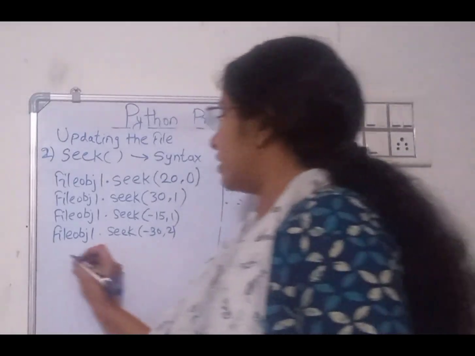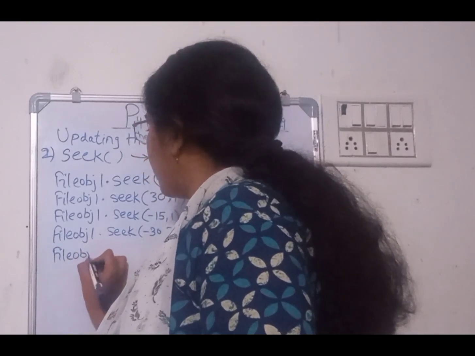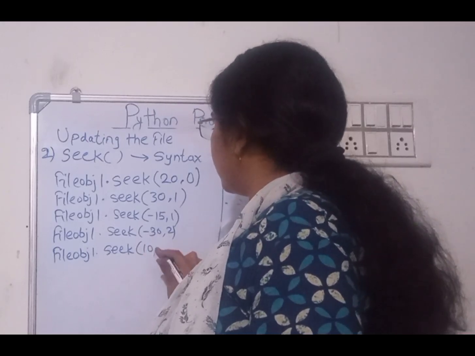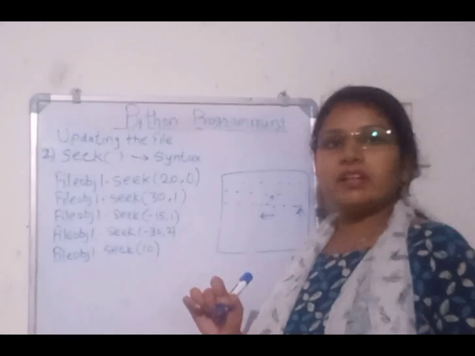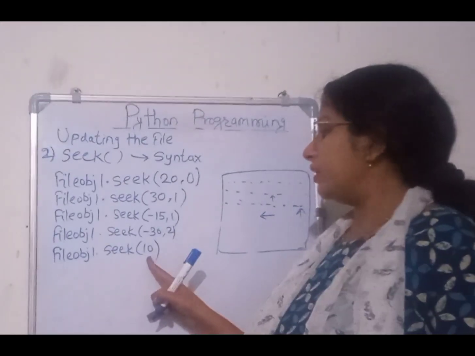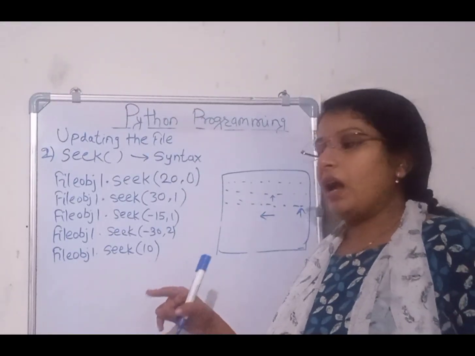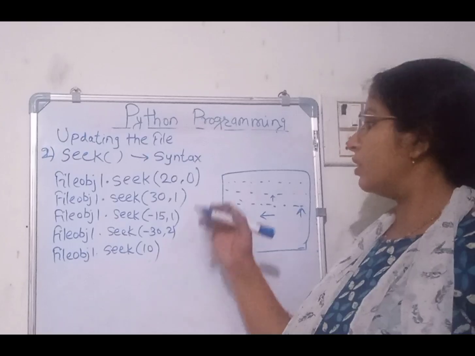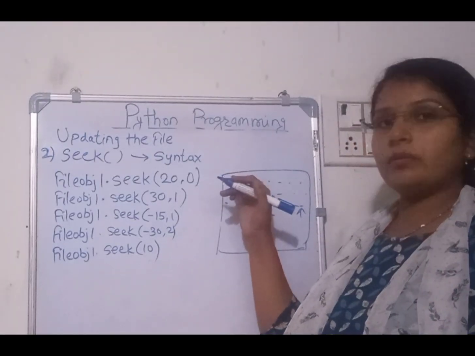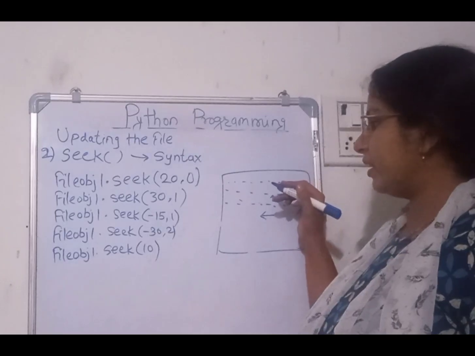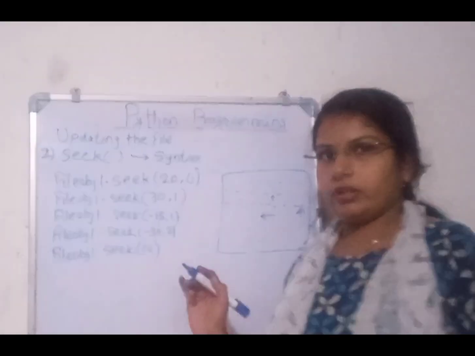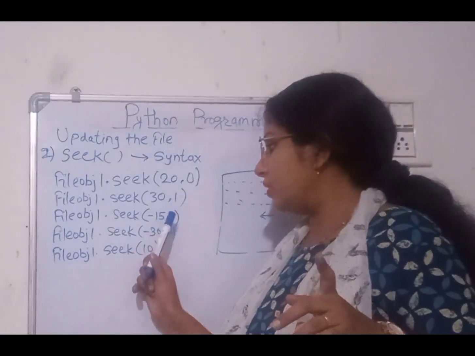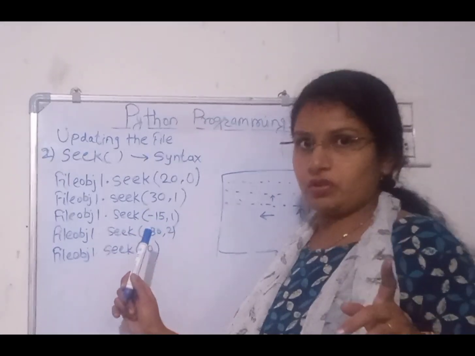Okay. The next example, suppose file object 1 dot seek 10, only 10. I am not giving any mode. So if you are not giving any mode, by default your mode is 0, and you automatically go to the beginning of the file, that is your default position. From the beginning of the file you just count to the 10th character and then you will change the file pointer position.